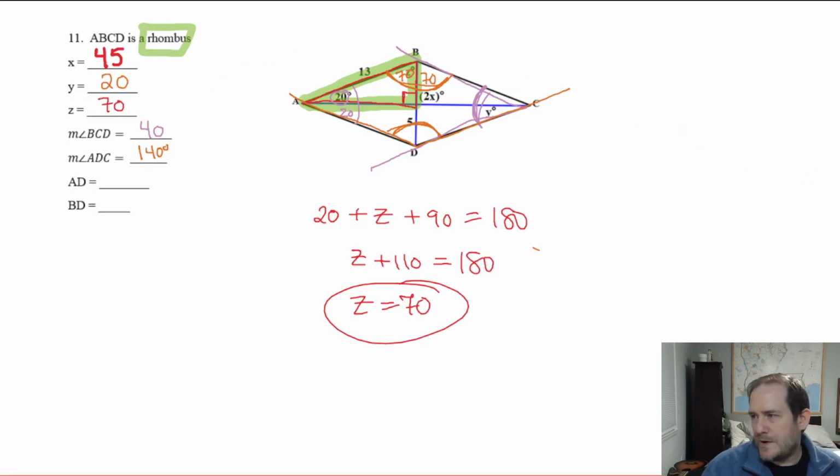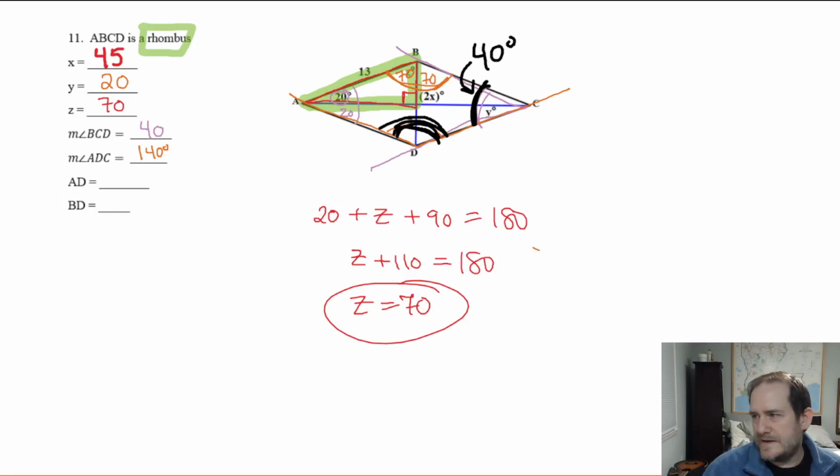Which actually, we probably should have known, maybe a little more easily, because we know this angle here and this angle here are adjacent angles in our parallelogram. They have to be supplementary. So as soon as we knew that this guy was 40, we could have just done 180 minus 40 to figure out that this other guy was 140. But there's always more than one way to do this thing, so it's fine.